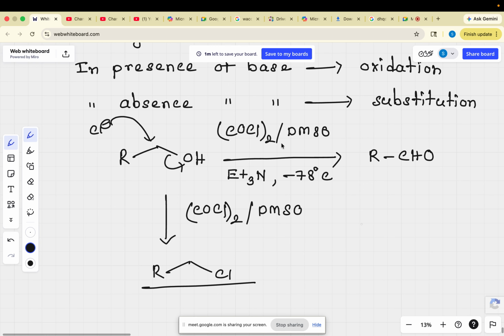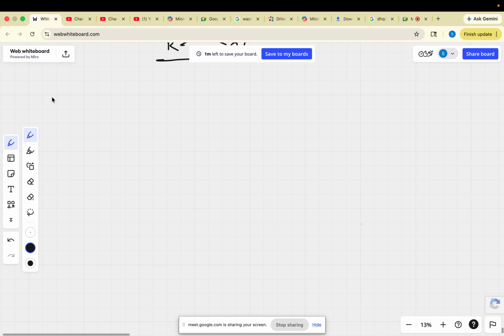So in presence of this base, what is happening? You are getting this aldehyde. In absence of base, what am I getting? In absence of base, I am getting this substitution reaction. Okay, now I am coming to the mechanism part. So first of all, I am showing it one by one.